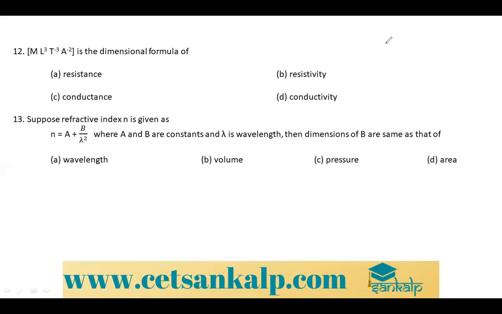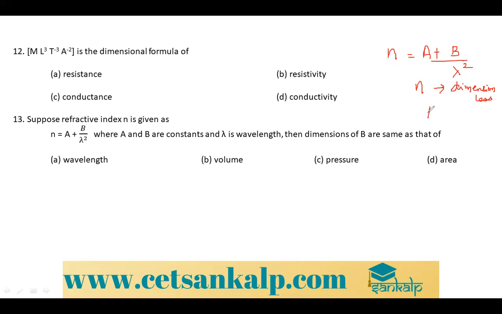They've given, suppose n is refractive index, where n is equal to a plus b by lambda square. They've given that a and b are constants and lambda is wavelength. Since lambda is wavelength, they ask the dimension of b. You know that n is refractive index, so it is a dimensionless quantity. If it is a dimensionless quantity, then according to dimensional analysis, the terms will be equal. The terms will be equal.